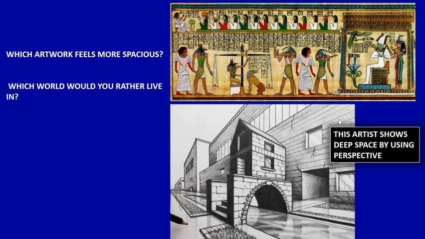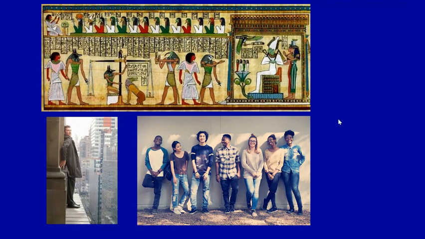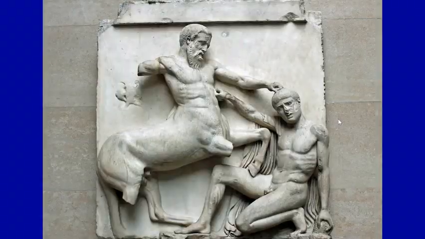So artists show deep space by using perspective. In the picture above, it's as if I would be on a wall or a ledge on the side of a building that you see a lot in television. Or these teenagers in the lower right hand photograph are all standing up against the wall, and you can imagine if there was no space in front of them, that they were stuck there on the wall. That's what it's like to live in the Egyptian artworks.